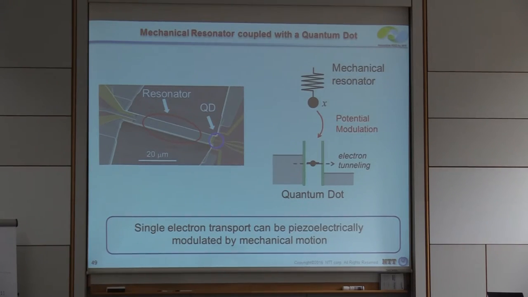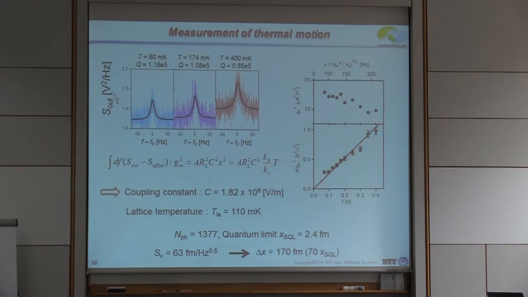Okay. So first, what we try to do is to detect this mechanical motion by using the quantum transport through this quantum dot. So when you make vibrations of these mechanical resonators, you can modulate the quantum levels, which can change the transport conductance. So this is a result for the thermal motion. Even at low temperatures, say in this case 80 mK, 174 mK, such dilution fridge temperatures, you can still see the thermal vibration. So this is a spectrum obtained using this quantum dot transport.